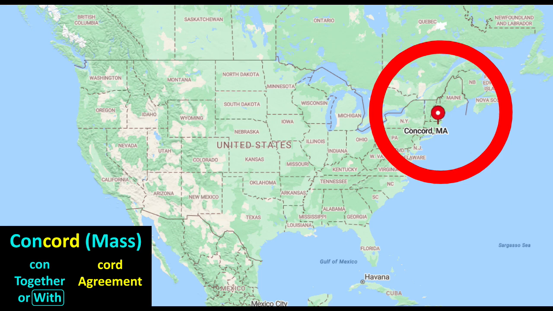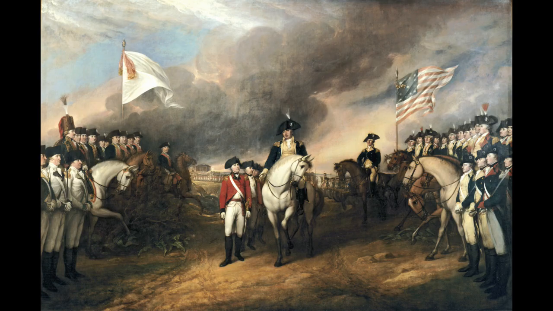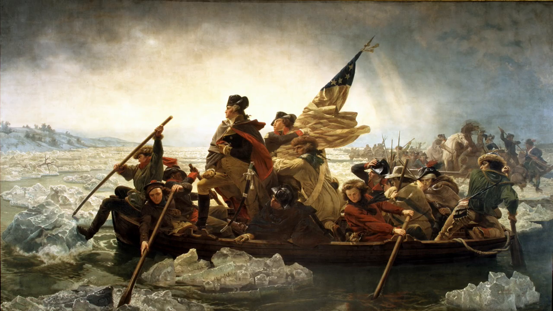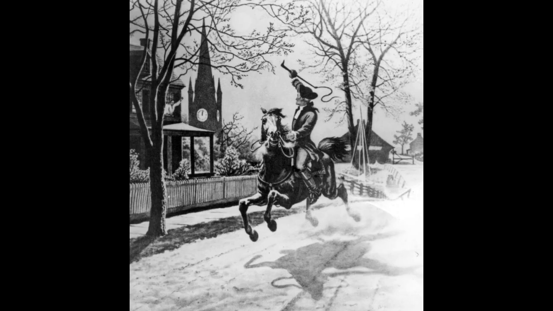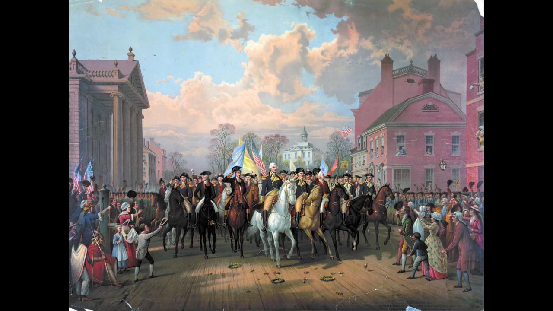Concord was founded by American settlers in 1635. In 1775, the towns of Concord and nearby Lexington, Massachusetts, were attacked by the British Army, which began the American Revolutionary War. That's when Paul Revere made his famous ride to warn Americans of the British invasion. That was America's war with England, which, after we won, made us an independent country.